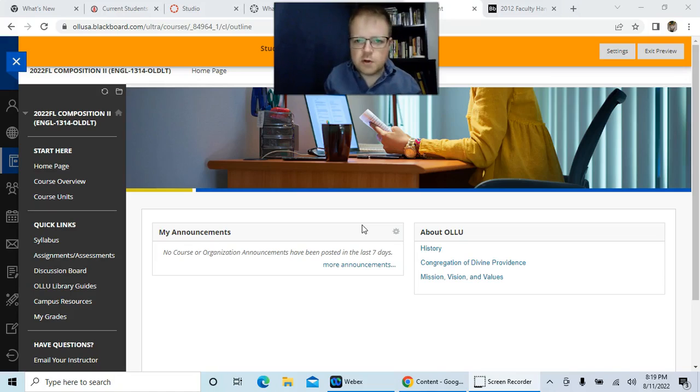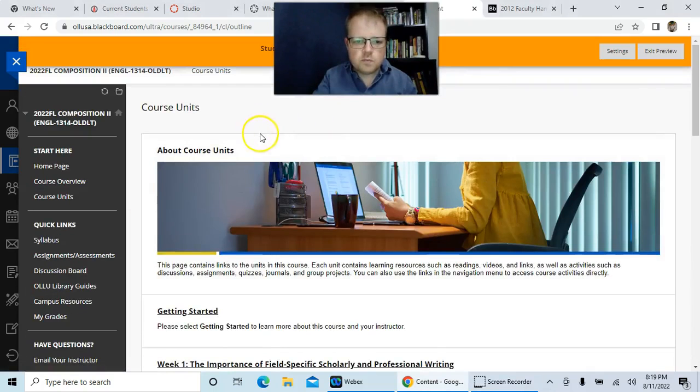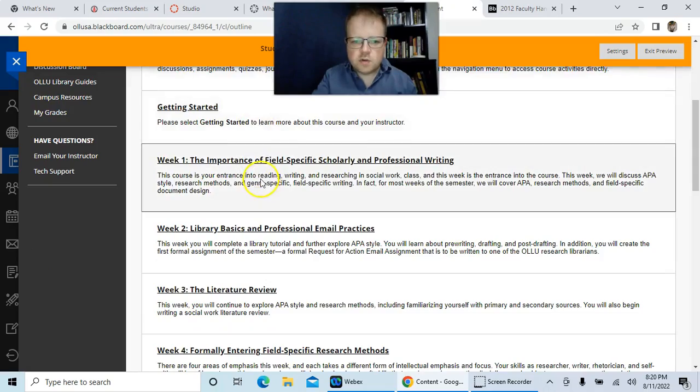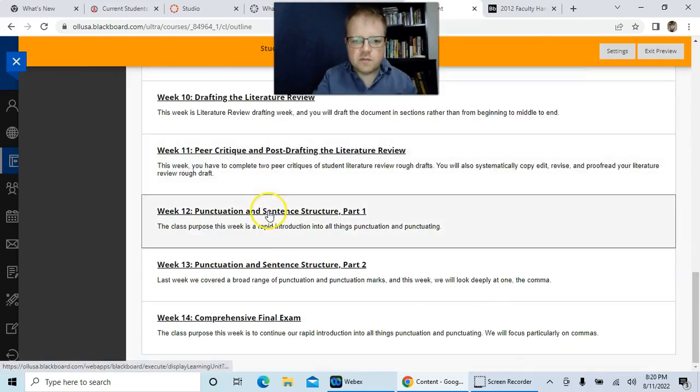Okay, so you may be looking at this giant Blackboard page with all these different tabs and stuff and wondering what you're supposed to do next. Well, most of the time, when you come to Blackboard, you come here and you click Course Units. And this is where you're going to go to find whatever it is we're doing that week. When I click on this, it's going to open up all of these different units that we have for every single week.